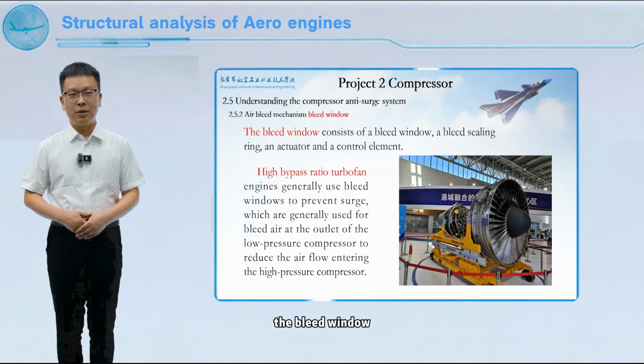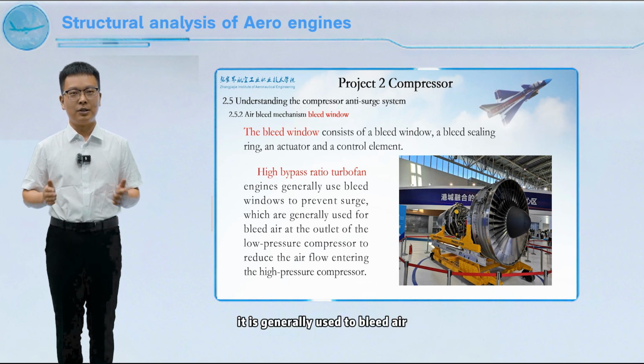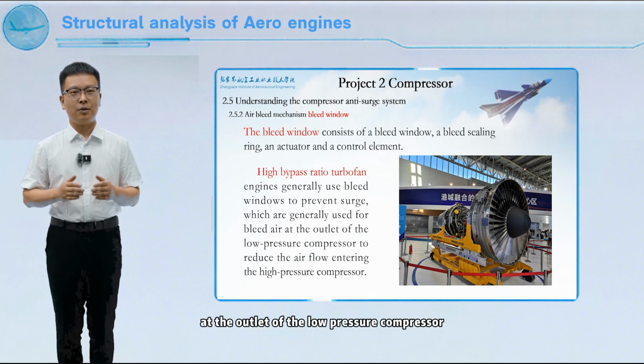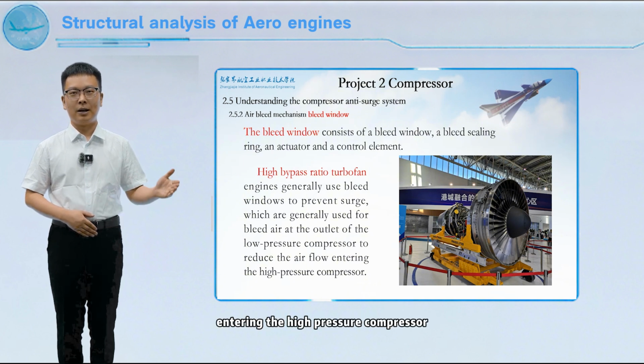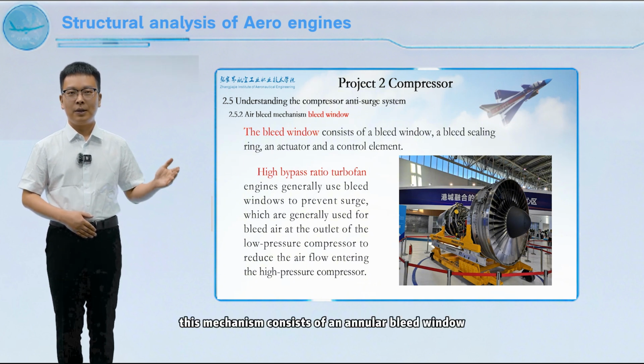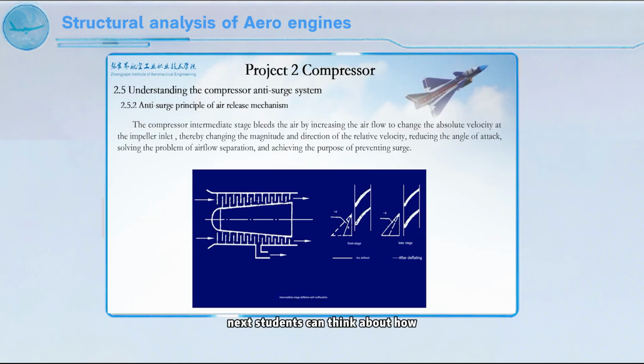The bleed window mechanism is currently a common anti-surge method for high bypass ratio turbofan engines. It is generally used to bleed air at the outlet of the low-pressure compressor to reduce the airflow entering the high-pressure compressor. This mechanism consists of an annular bleed window, a bleed sealing ring, an actuator, and a control element. Next, students can think about how these air bleed mechanisms eliminate compressor surge.